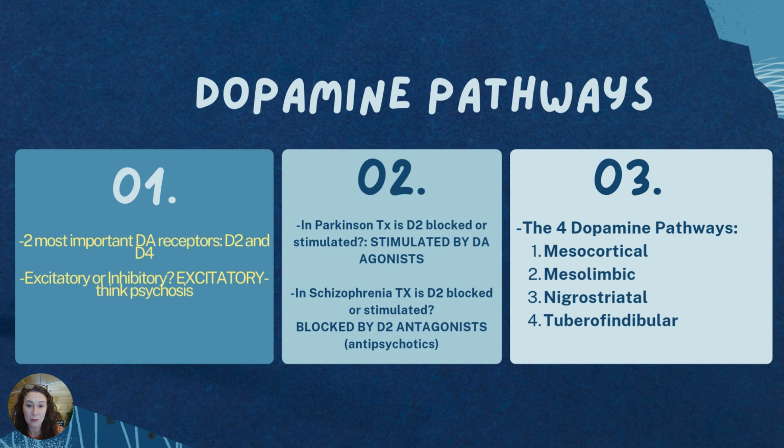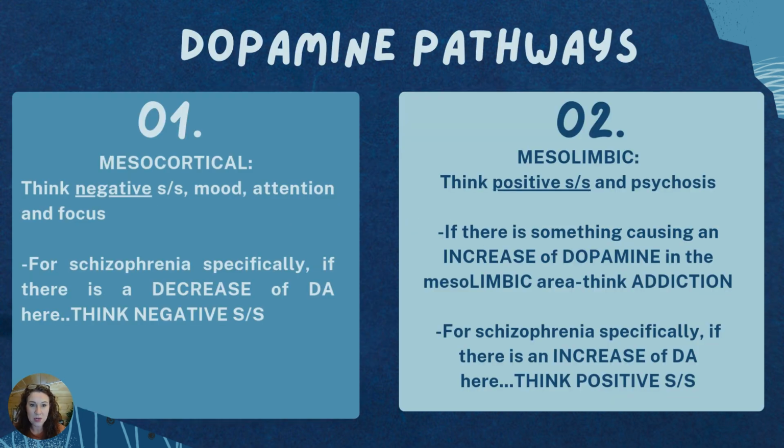2, mesolimbic. 3, nigrostriatal. 4, tuberofundibular. So you need to know all of those, and we're going to get into that in the further slide here. So number 1, mesocortical. When you think mesocortical, cortical you can think of as like thoughts, mood.